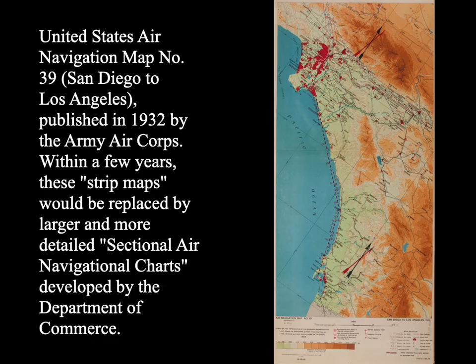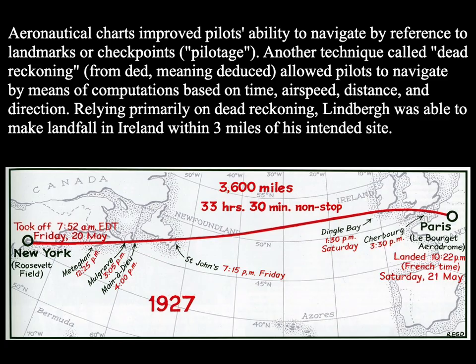The Army Air Corps began publishing air navigation maps in 1932. Within a few years, these were replaced by larger and more detailed sectional air navigational charts developed by the Department of Commerce. Aeronautical charts improved pilots' ability to navigate by reference to landmarks or checkpoints.